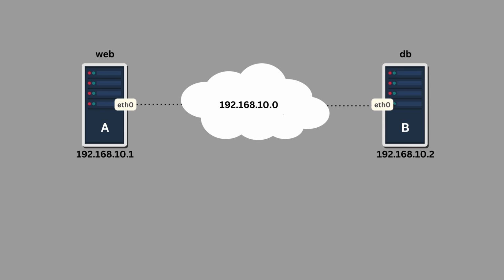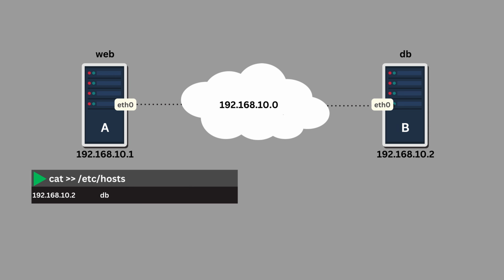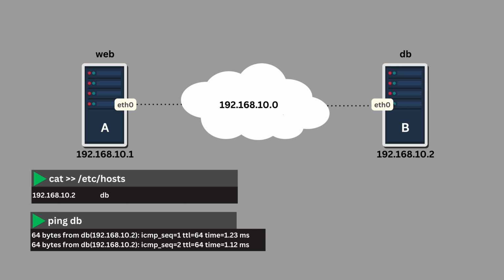On computer A, you can edit the /etc/hosts file. This file is used to map hostnames to IP addresses. Add an entry with IP address 192.168.10.2 mapping to hostname DB. After adding this entry, when you ping DB from computer A, it will correctly resolve to IP address 192.168.10.2 and the ping will be successful.